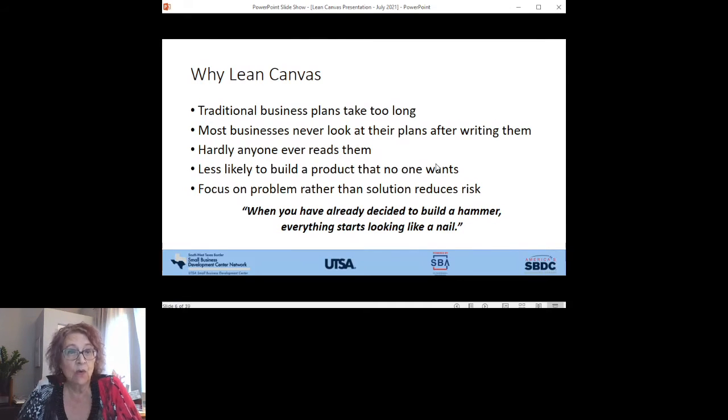Everything. So if you focus on the solution, you've already got this great idea, but do you know what problem you're solving for your customer? You can reduce the risk on the business by focusing on that problem.